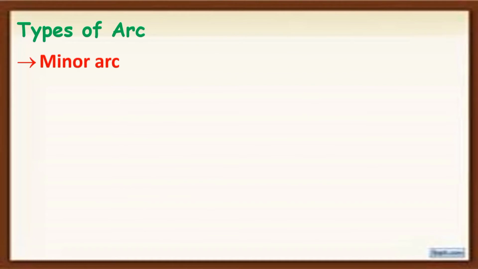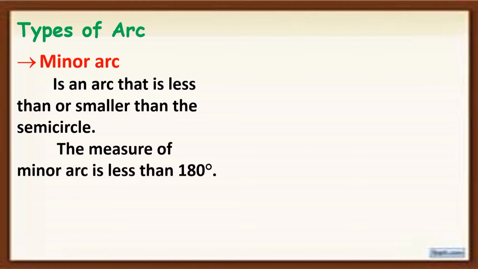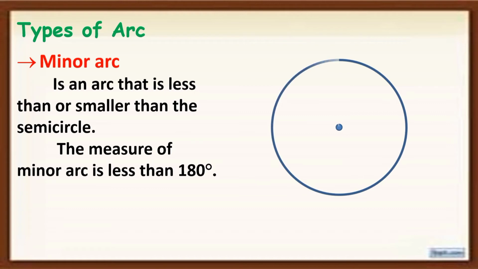Another example of arc is the minor arc. It is an arc that is less than or smaller than the semicircle. The measure of a minor arc is less than 180 degrees. So again, let's have this circle, and this circle is circle O.